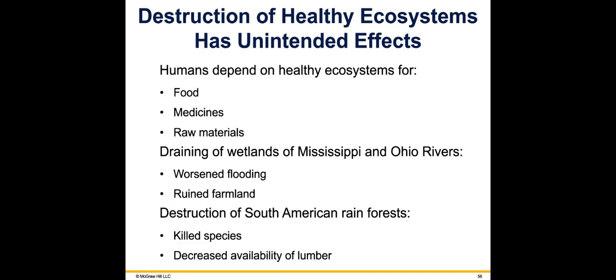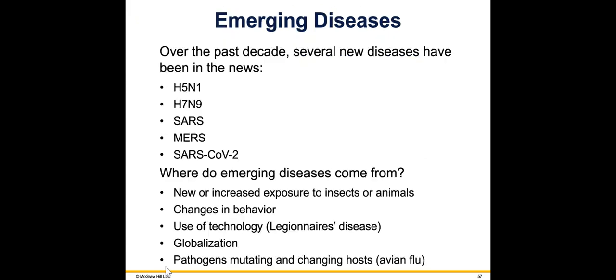Destruction also has some unintended effects for people. We depend on ecosystems for food and medicine and materials. When we drain wetlands, like in Mississippi, in Ohio, in Charleston, it actually causes worse flooding and ruins farmland. When we destroy rainforests, it decreases our lumber supply and it kills species, some of which we use to make medications.